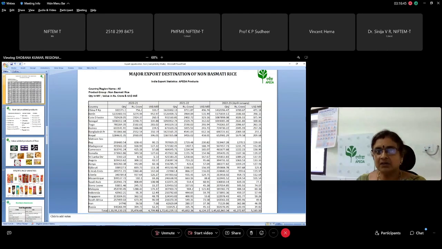So, what are all the major destinations of our non-basmati rice varieties that are exported? If we see, China is one of the major importers of our non-basmati rice, followed by many countries which also include our neighbors like Bangladesh, Nepal, Sri Lanka, UAE, Saudi, and countries in Africa. They also import our non-basmati rice varieties and also traditional non-basmati rice varieties.